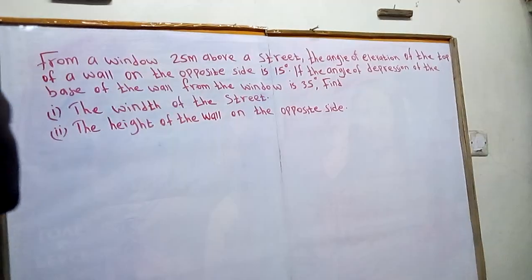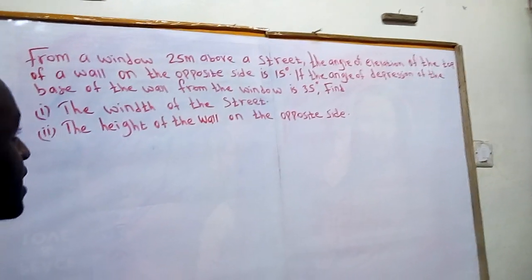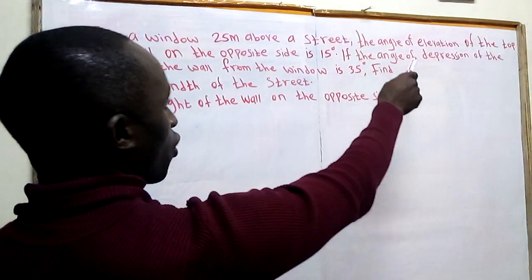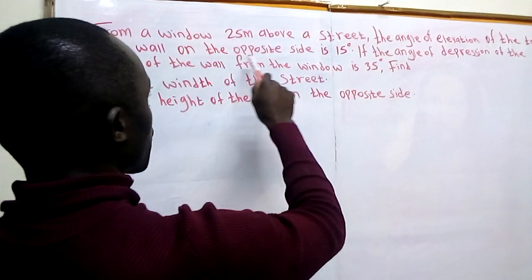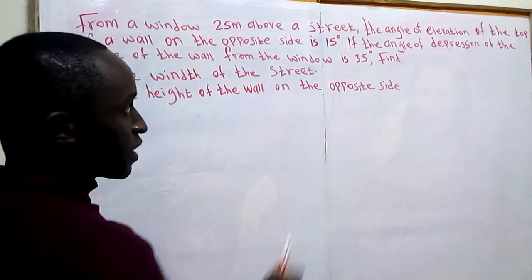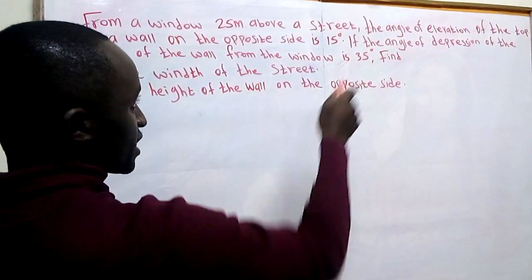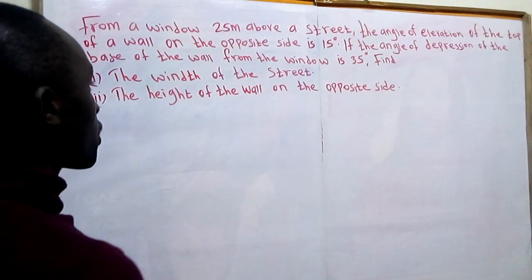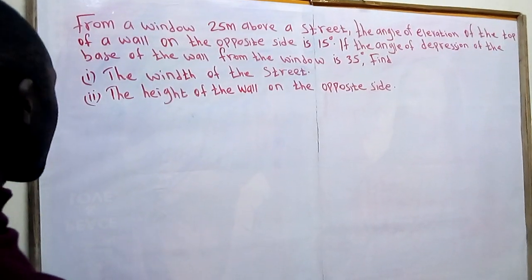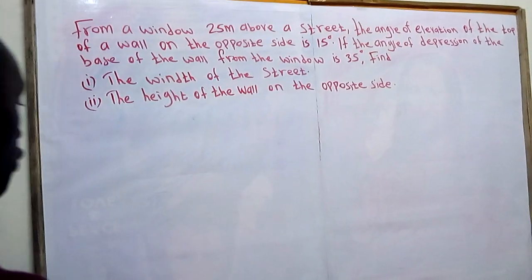The question says, from a window 25 meters above a street, the angle of elevation over top of a wall on the opposite side is 15 degrees. If the angle of depression of the base of the wall from the window is 35 degrees, find the width of the street.